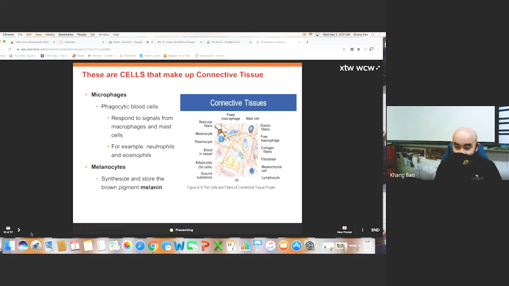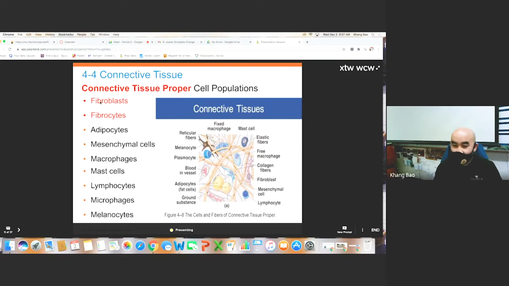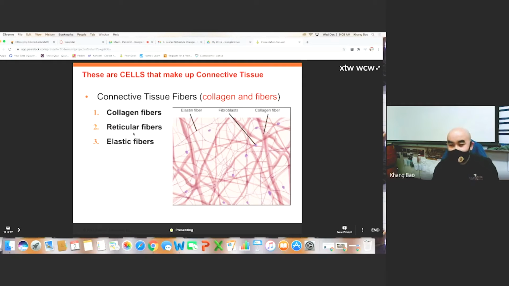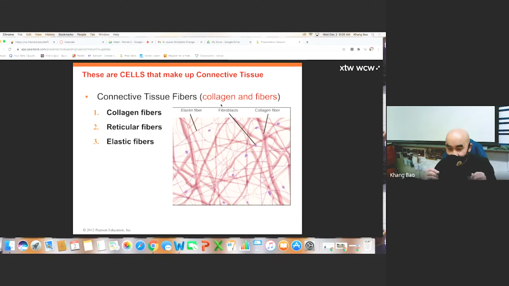So these are the cells that make up connective tissue. We're going to focus on these two first. We're going to talk more about these two, fibroblast and fibrocyte. Again, these are the cells that make up connective tissue, okay? We talk about fibroblast and fibrocyte because their job is to produce fibers and collagen. If you guys still remember in the video, the guy had facial wasting, so they inject fibers and collagen.